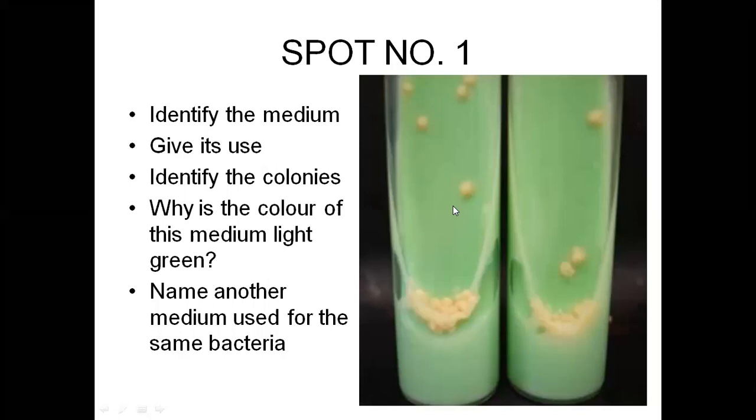Name another medium used for the same bacteria. Same bacteria in this case means Mycobacterium species. So another medium is Middlebrook medium. Usually in our lab and most commonly in all the labs, we use LJ medium, that is Lowenstein Jensen medium, but in the book it is also written that another medium can be used, that is Middlebrook medium.